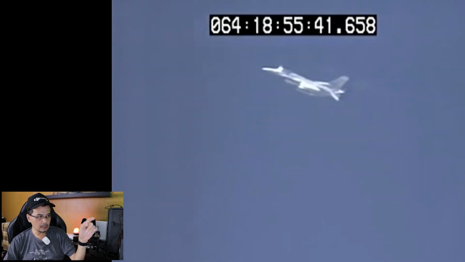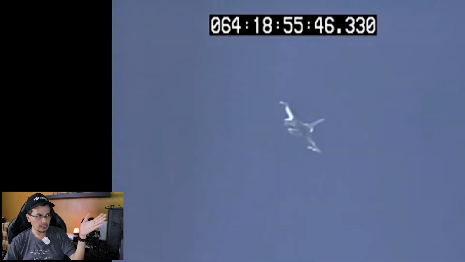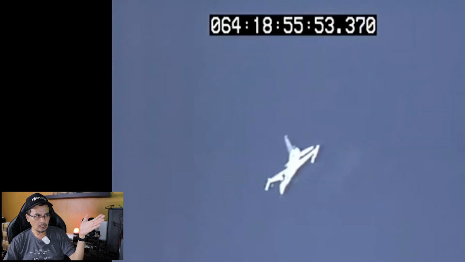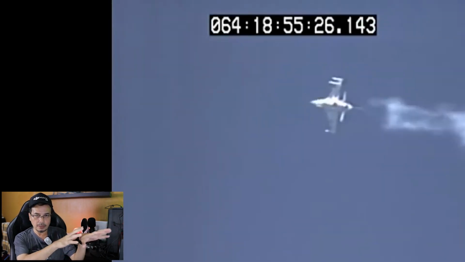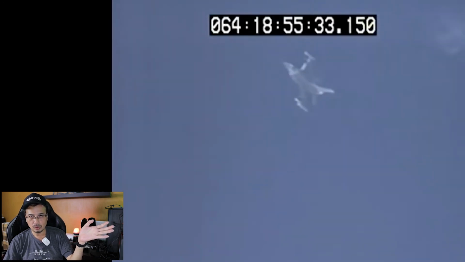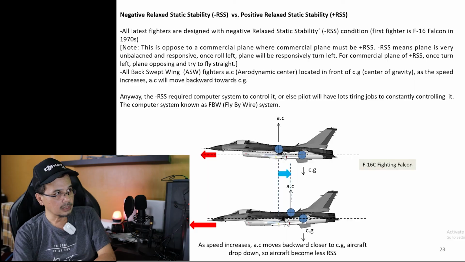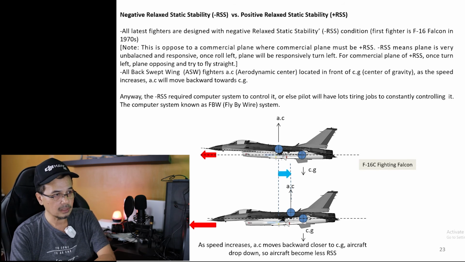So this is where, when the flight control system is off, they'll see that the negative static stability of this F-16 will be uncontrollable sebab komputer dia off. So this one dia off, so you can see that the F-16 will be difficult to control lah. Negative relaxed static stability, so I say negative RSS, versus positive RSS.